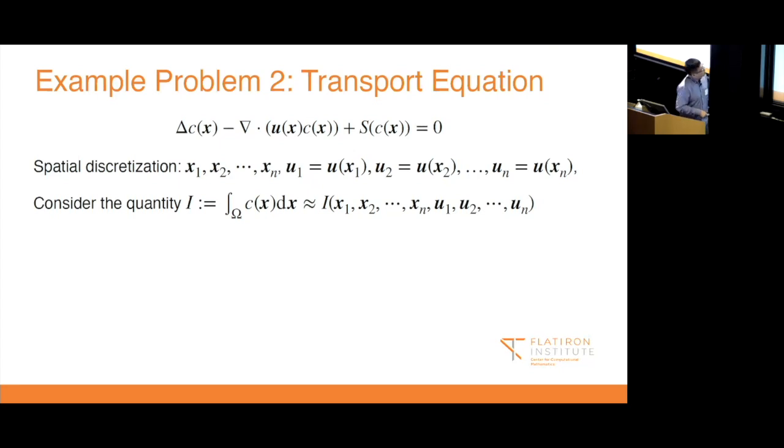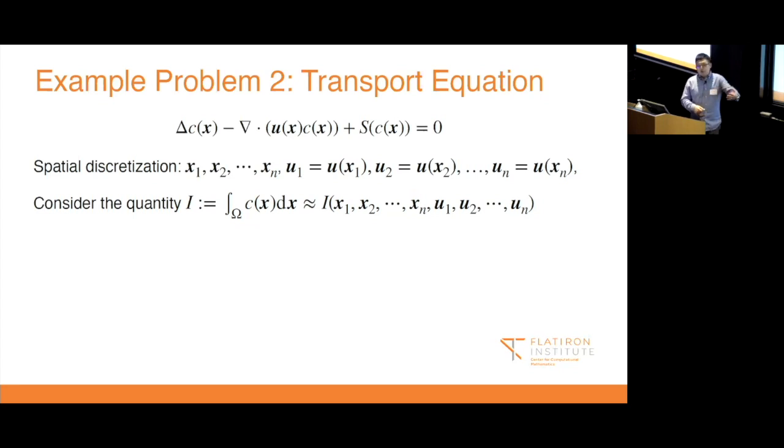Okay, and then say you are interested in a certain quantity I. Here I just make up one: the integration of your solution C over the whole omega. So this I is a function of C, so essentially it's a function of x1 to xn and u1 to un, up to your spatial discretization. So this is a well-defined mapping.